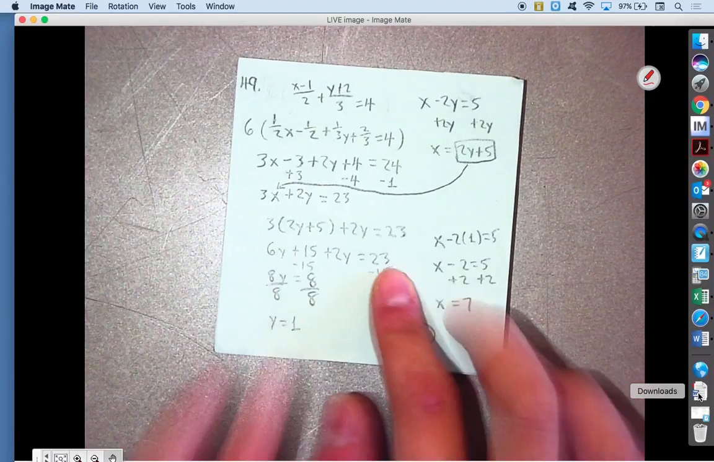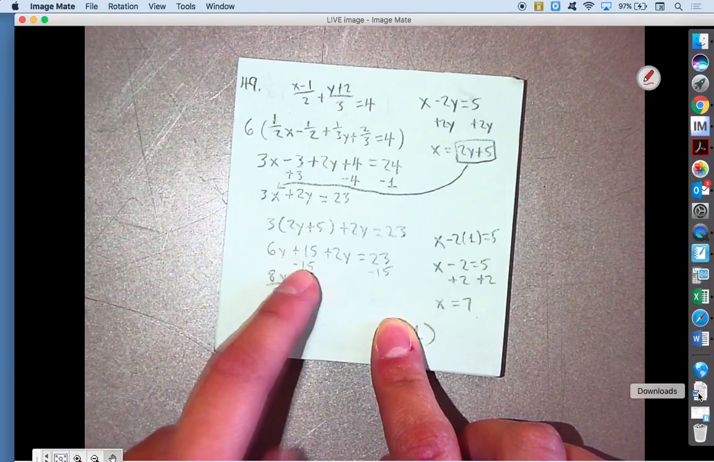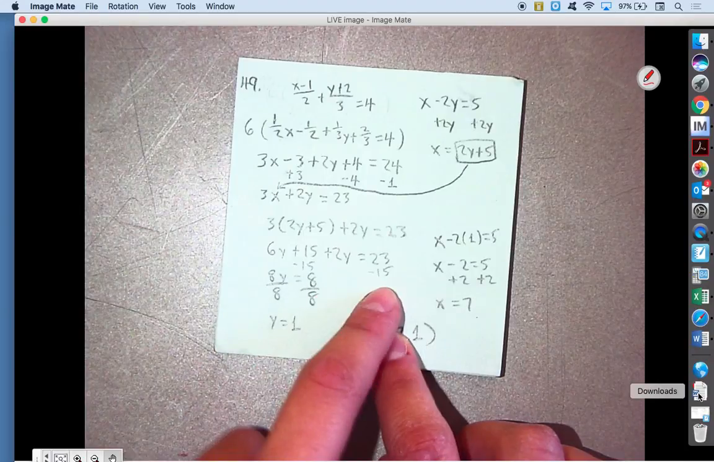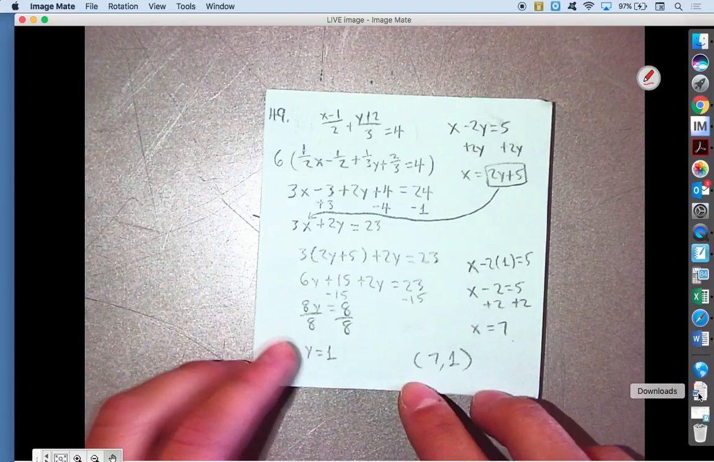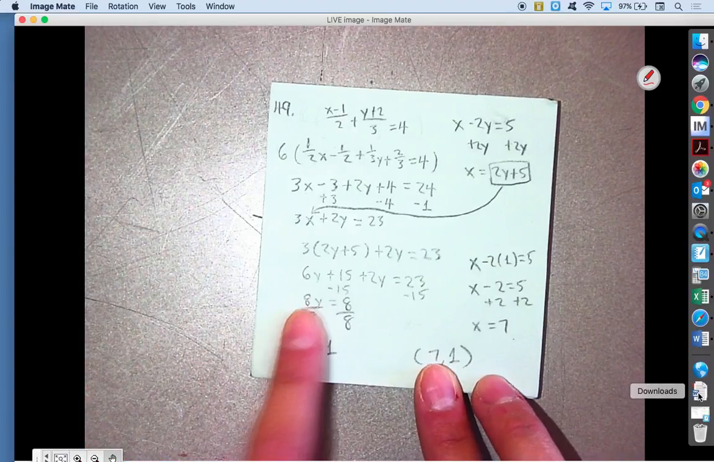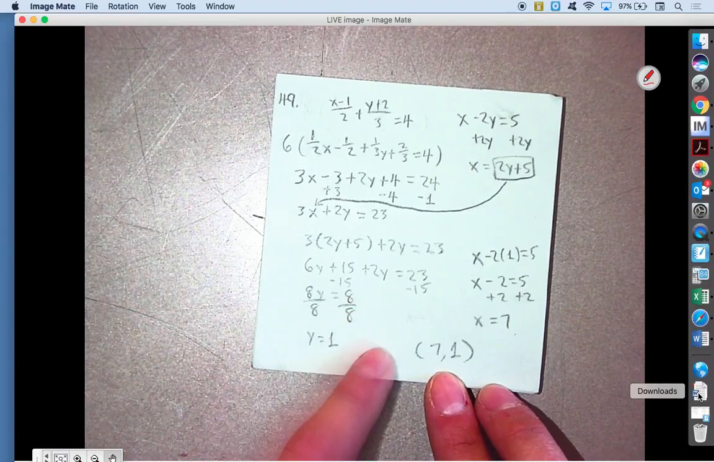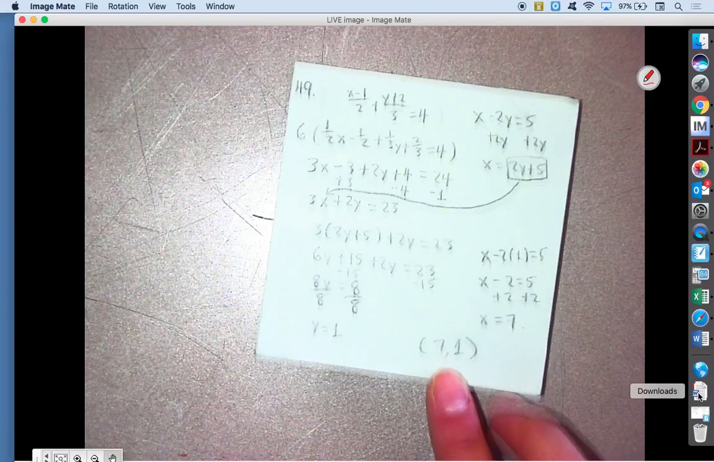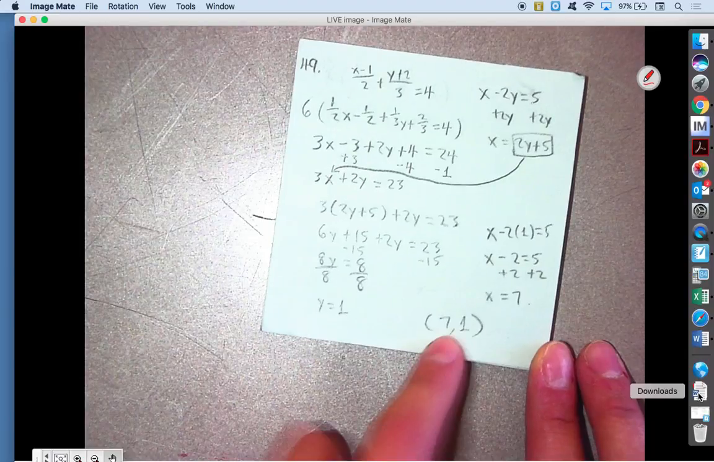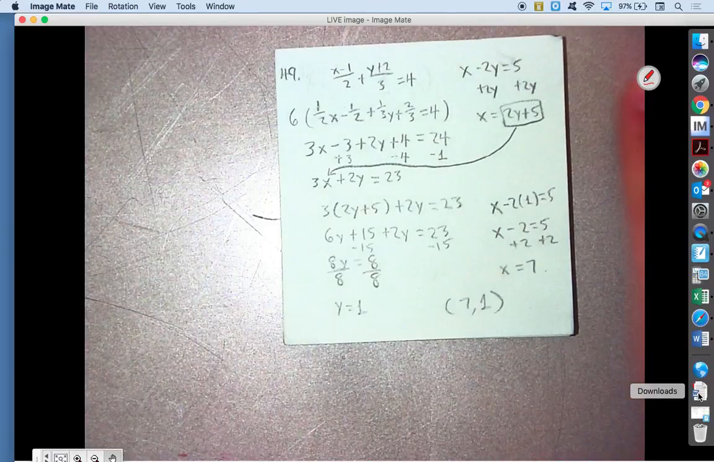And I plugged it in, and I simplified to get 6y plus 15 plus 2y equals 23. And I subtracted 15 and added 6y and 2y to get 8y equals 8. I divided by 8 to get y equals 1. And I plugged it into the equation to get x equals 7. And the solution is (7, 1). So if you just want to leave that up there for a minute too. Anybody have questions?